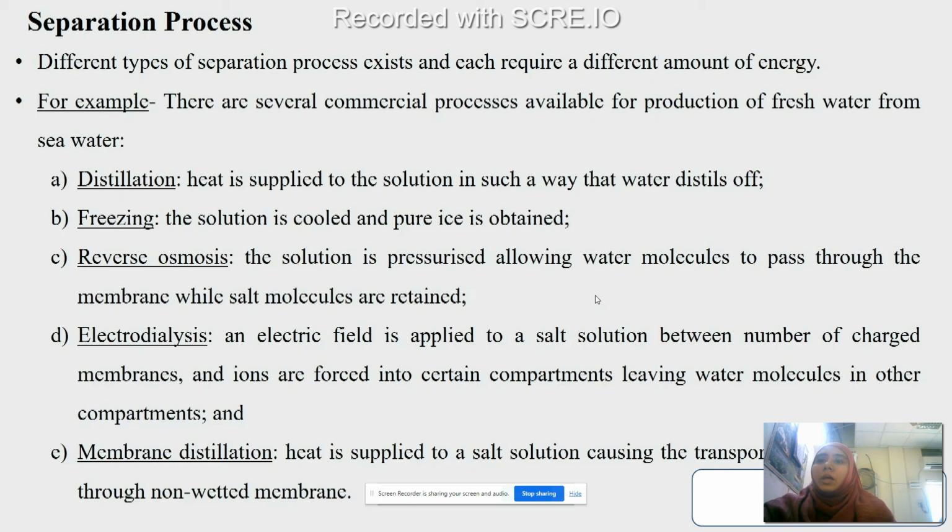The fourth one is electrodialysis, another membrane process. Here, an electric field is applied to a salt solution between a number of charged membranes, and ions are forced into a concentrate compartment, leaving water molecules in other compartments. At last, one is membrane distillation, and there are other methods also.